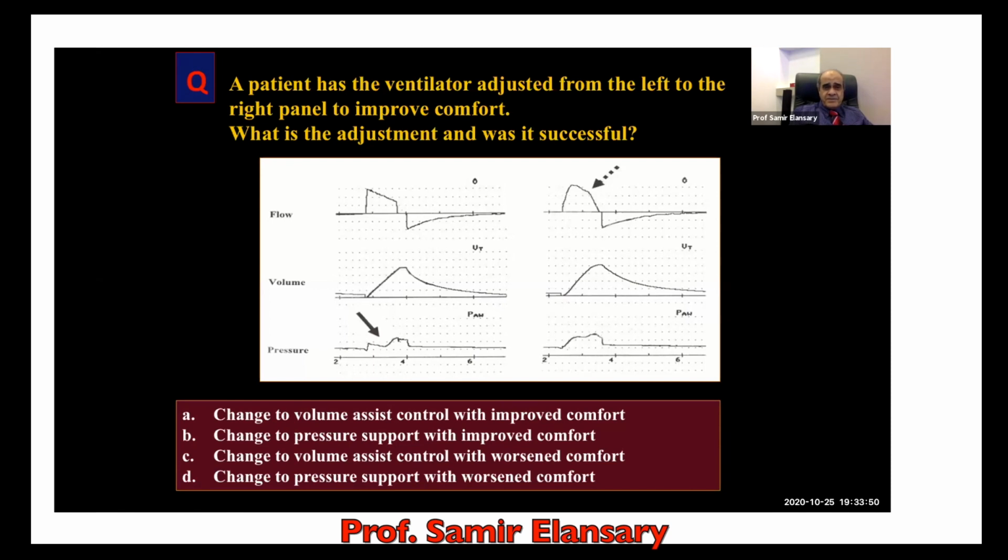Another patient here, a patient has the ventilator adjusted from the left to the right panel to improve the comfort. What is the adjustment and was it a successful adjustment? This patient, as you know here in the scalar curve, the pressure time curve, is cusping or going down, or scalloping of the curve. This means air hunger, or the air flow is not sufficient. And so he is shifted to pressure support to adjust the airway flow, and so the cusping or indent in the curve is decreasing and going up. And so it is better; pressure control ventilation is always more comfortable for the patient.